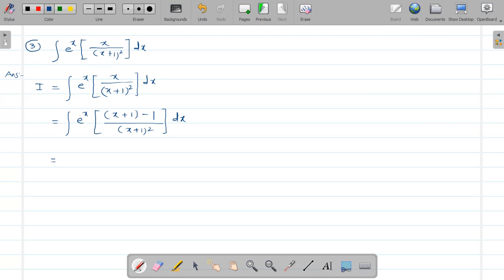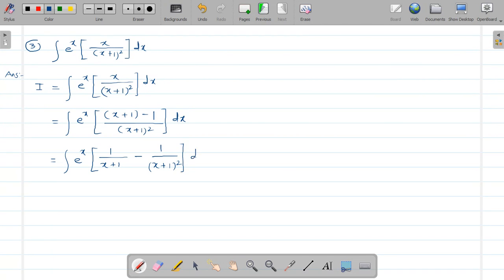Okay, so directly the rule is not applicable because it is x upon x plus 1 bracket square. So we modify the numerator, or we express the numerator in terms of denominator, that is x plus 1 minus 1. Now after this adjustment, what will you get? In square bracket, after separating the denominator, x plus 1 upon x plus 1 square, we get 1 upon x plus 1 and minus 1 upon x plus 1 bracket square.